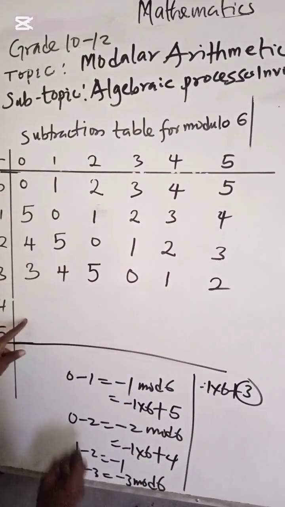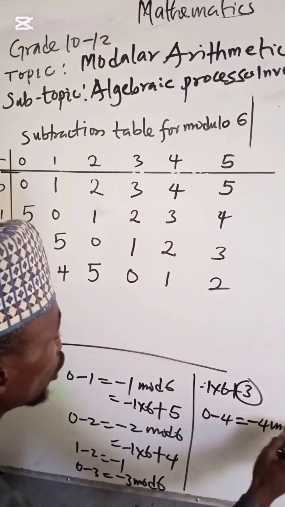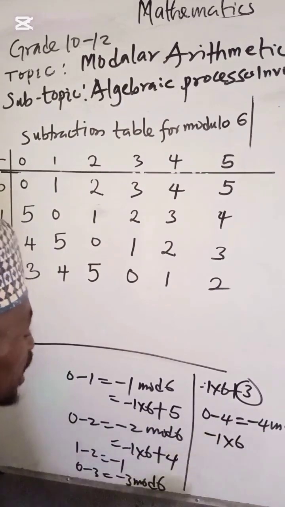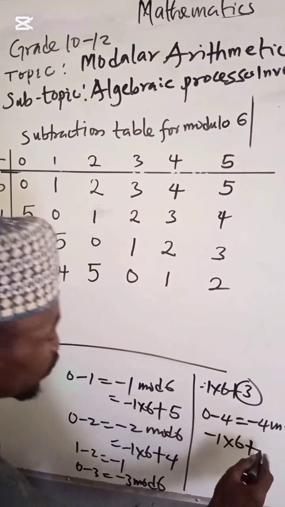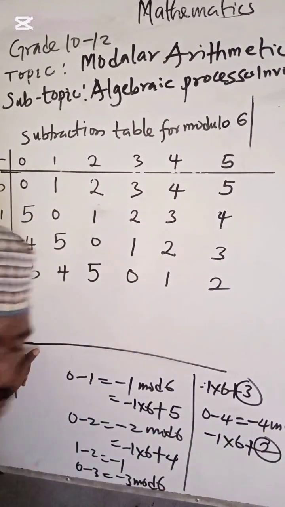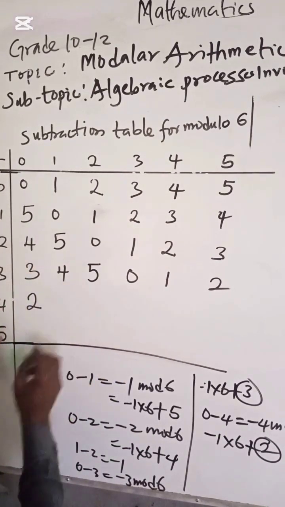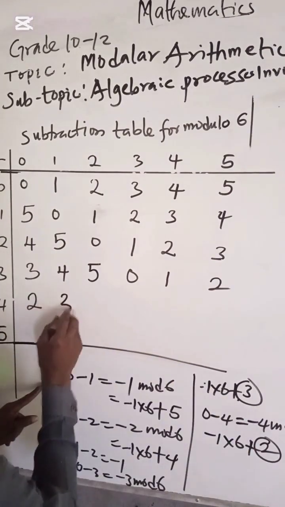Now, 0 minus 4. 0 minus 4 will give you minus 4 modulo 6. And we can't have minus 4. We have to do mathematical manipulation. What we add to minus 6 will give us minus 4? So we have plus 2. Therefore, the remainder is plus 2. So we'll come over here and put 2. Now, 1 minus 4, that's minus 3. In case of minus 3, we had plus 3.